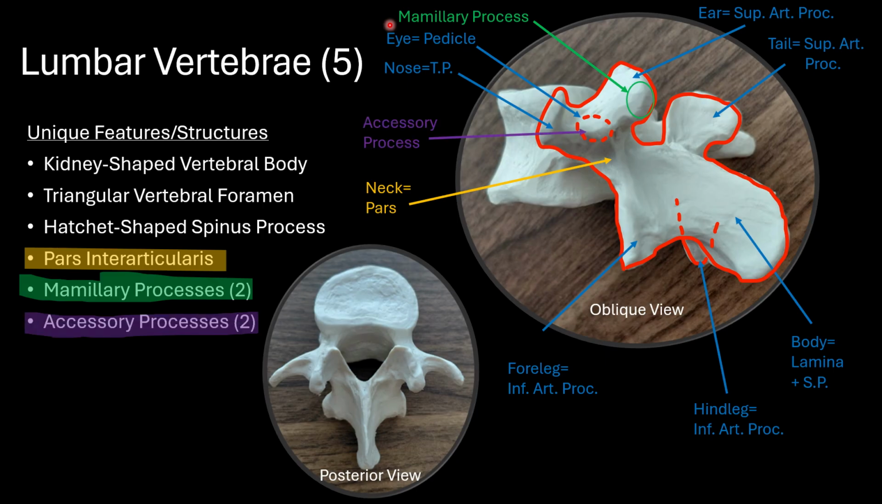The accessory processes, those are right here in purple. These are actually a part of the transverse processes, and they are attached close to the superior articular processes. They're another anchor for some additional deep back muscles.